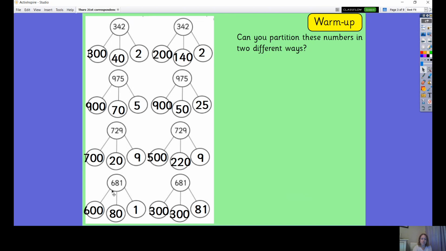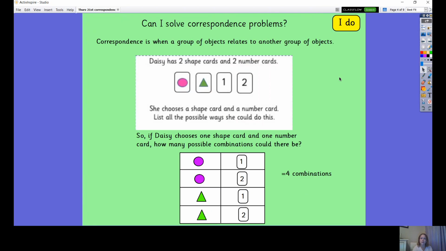Then at the bottom, same as all the others, I did the hundreds, tens, and ones first, so 600, 80, and 1. And then here, I did 300 and 300 to cover the 600, and then I put the 81 together in the final bubble. So, like I say, you will almost certainly not have exactly the same as what I've got, but as long as yours add up, then that's okay. So now your brains are nice and warm and ready to go. Let's have a look at the main part.